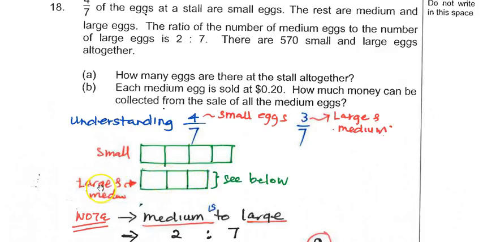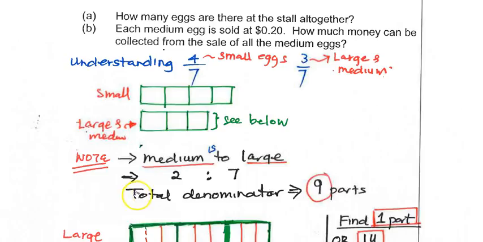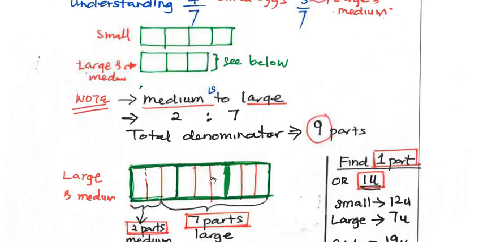Now, the large and medium egg ratio is 2:7. Now when you have 2:7, these are actually talking about a denominator of 9. 9 parts. Okay? Your teacher would have taught you this. So look at these 3 squares, 1, 2, 3. Everything here consists of large and medium eggs.